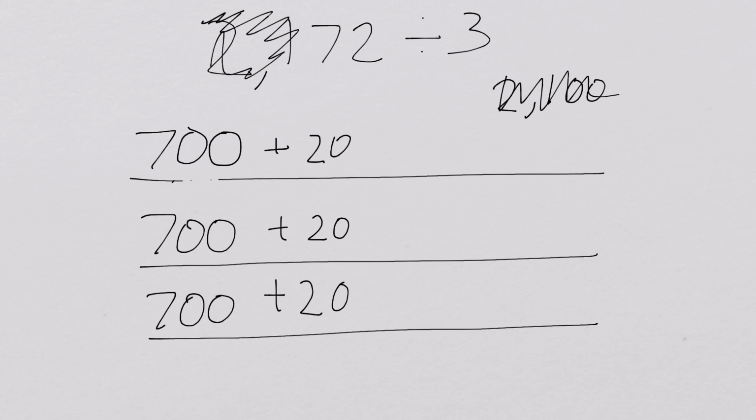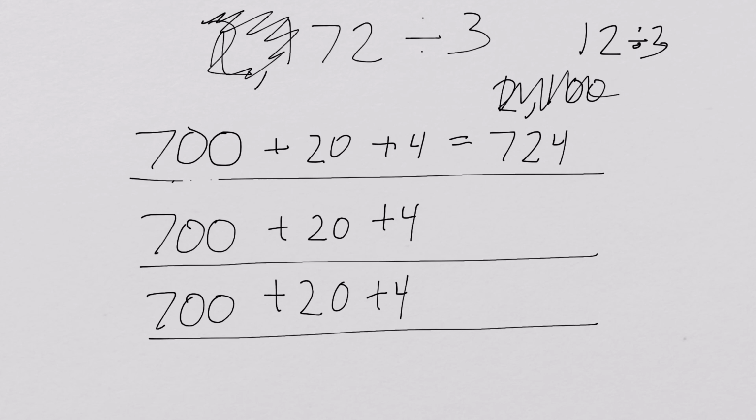And that 1 that's left over, that 10, we're going to change it into 10 ones and combine it with the 2. So we have 12. Now we want to figure out 12 divided by 3. Well, hopefully that's one of our basic facts, and you know that it's going to be 4. So we have the same numbers again in each column, and if we add them all together, we get 724, which is our quotient. 2,172 divided by 3 gets us 724.